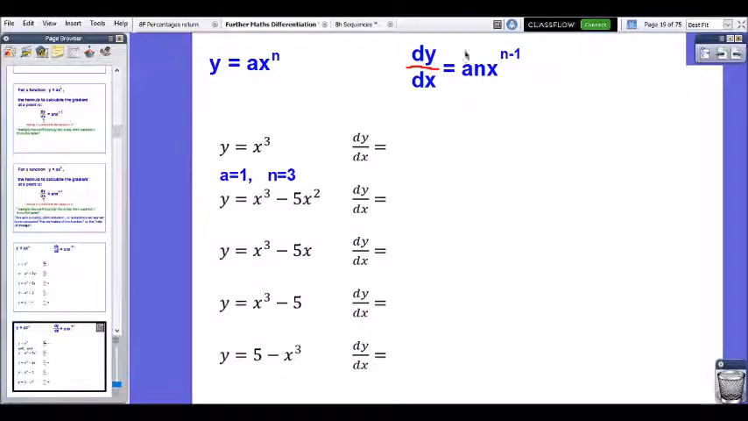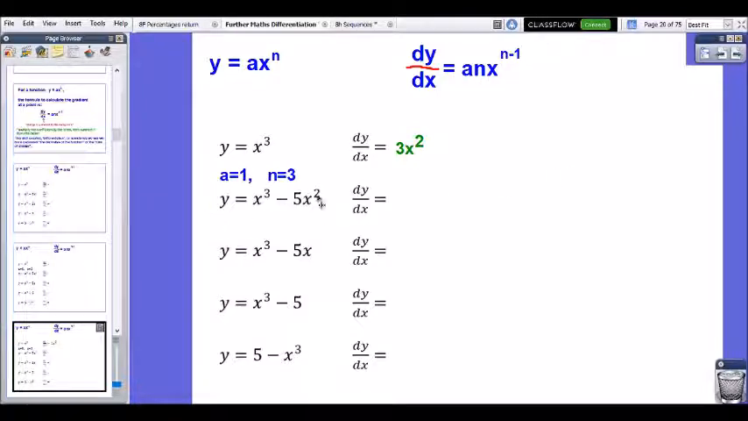So just using my formula to calculate dy by dx, I need to do a times n, so 1 times 3 to get 3, and then instead of n, I'm going to have n minus 1. That's just a fancy way of saying just take 1 away from the power. So when I differentiate my equation, I have 3x squared. At any point, please just pause the video if you want to try them for yourself, but I'm just going to go over these one by one.